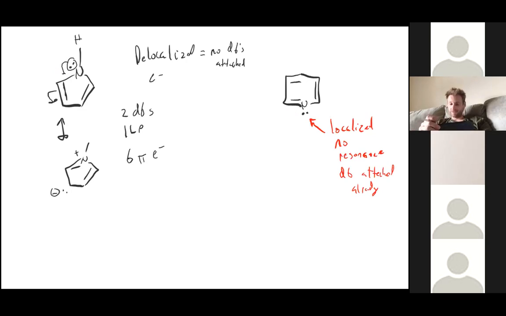So when we're determining our pi electrons for this system, we would not count the localized electrons. We would say this has 3 double bonds, and therefore 6 pi electrons. 6 falls into our Huckel rule of 4n+2. It's where n would equal 1. So these are both aromatic compounds.